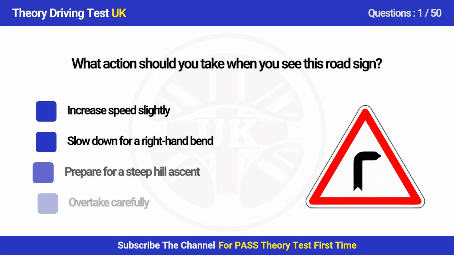Question 1. What action should you take when you see this road sign? A. Increase speed slightly. B. Slow down for a bend. C. Prepare for a steep hill ascent. D. Overtake carefully.